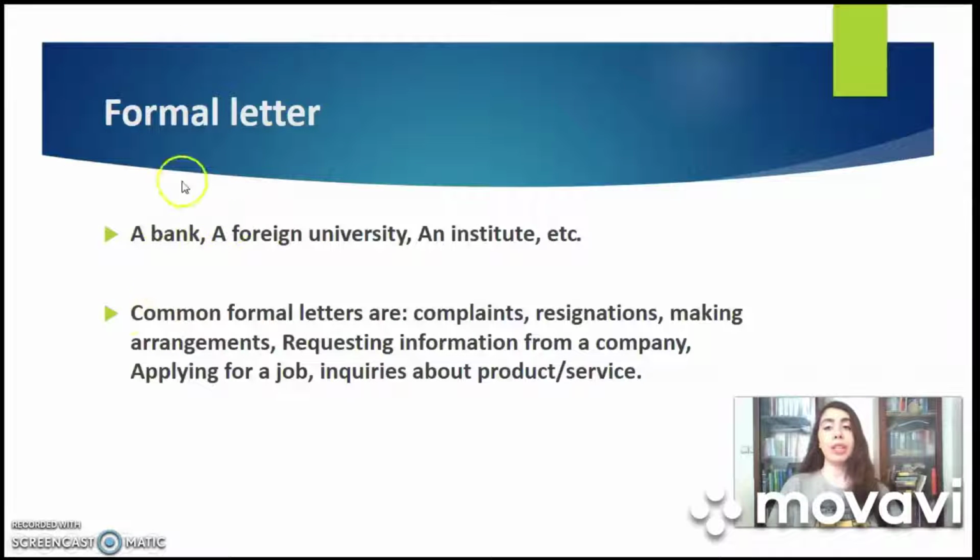Like when you write a letter to a bank, a foreign university, an institute, or a shopping mall, all are types of formal letters. There are some common formal letters like letters of complaint, resignation, making arrangements, and so many others like that.